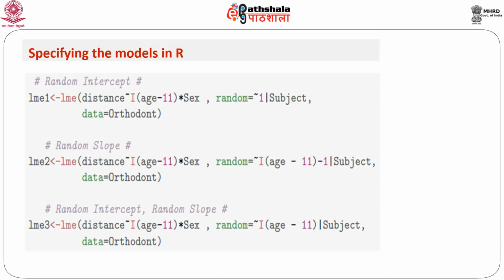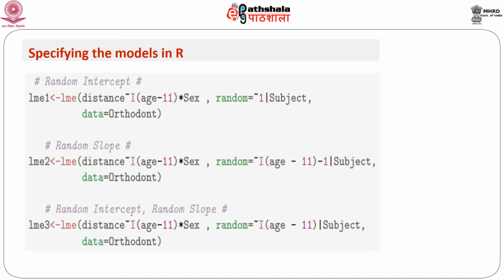And also we are saying that the intercepts for males and the intercepts for females are varying, and this variation is due to the fact that the subjects are different, but this variation is only at the intercept level and not at the slope level. And how do we specify this? So, the main function to do this is the lme function.